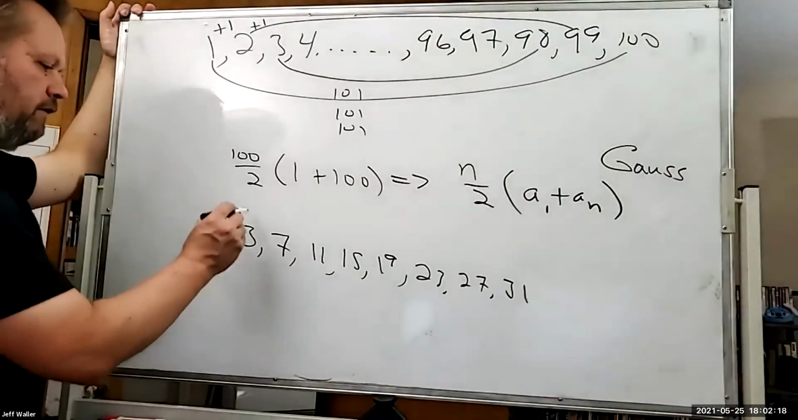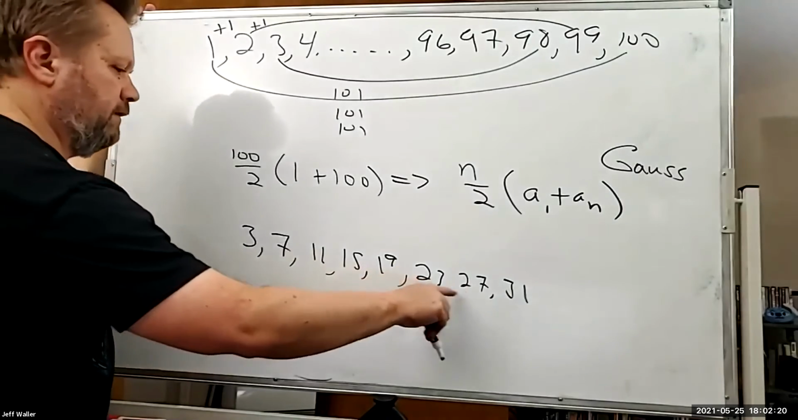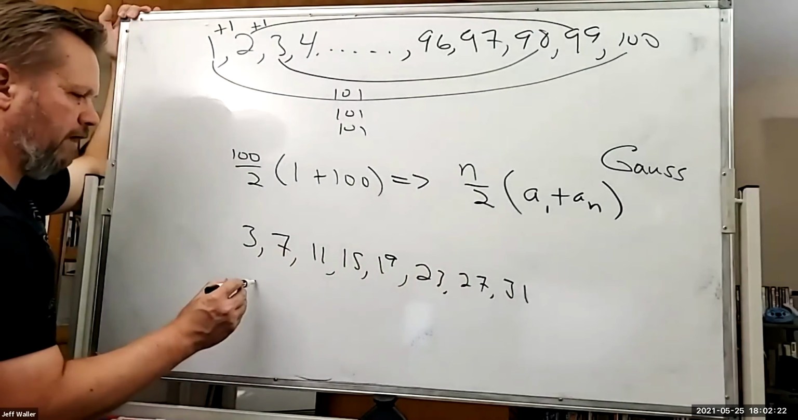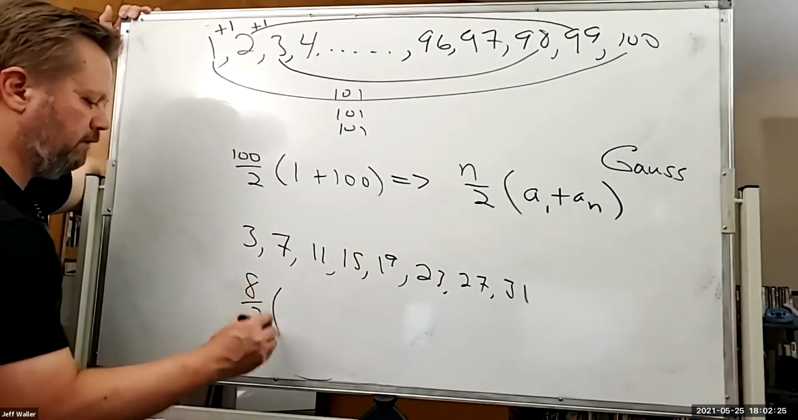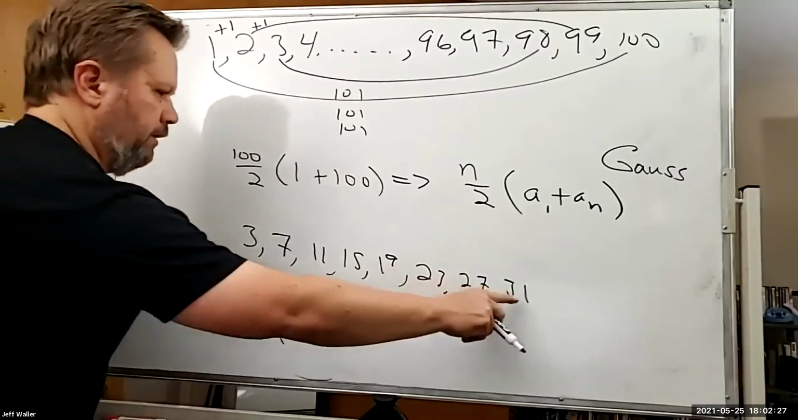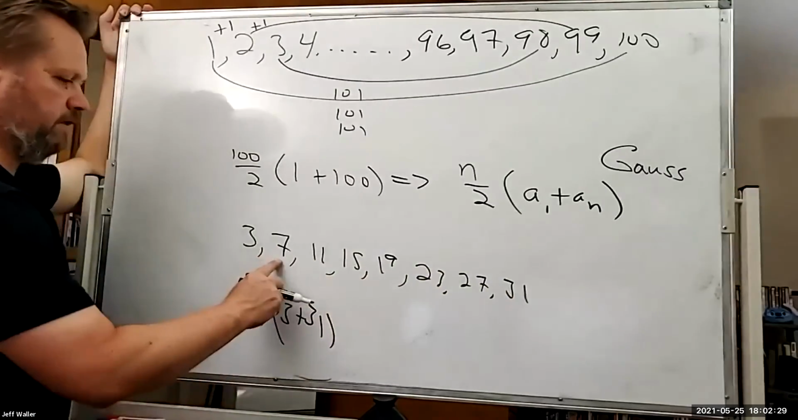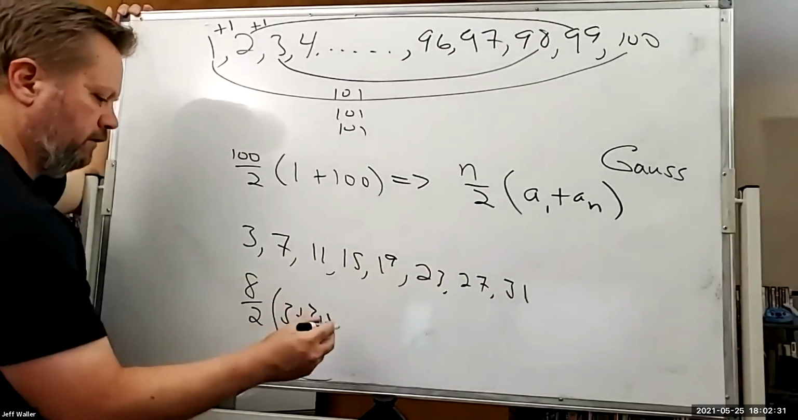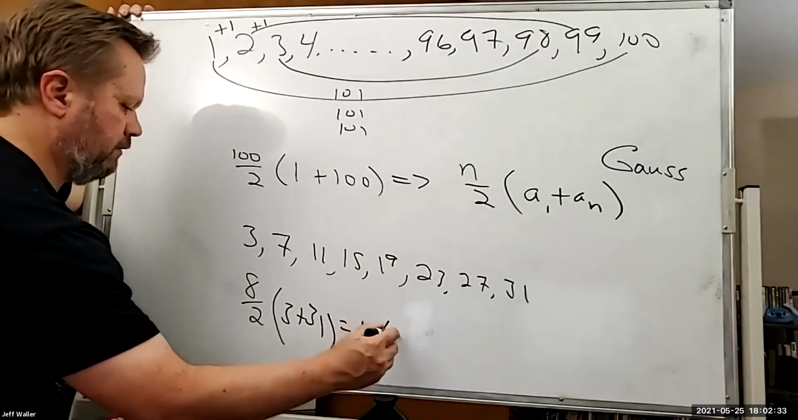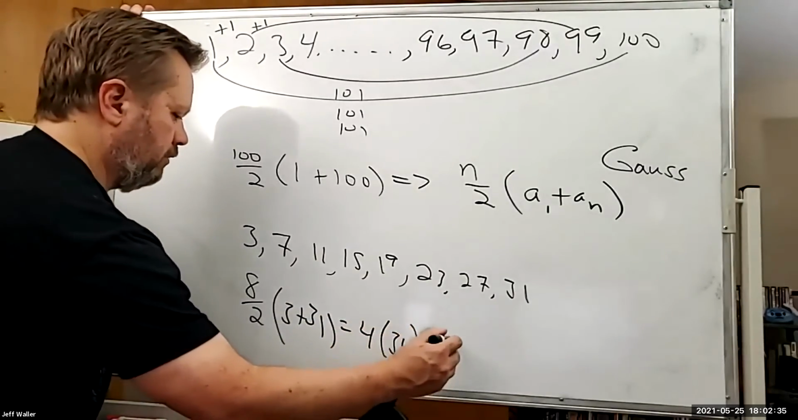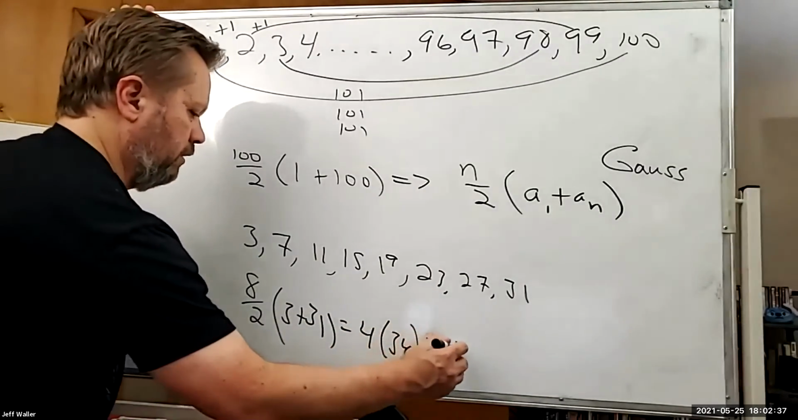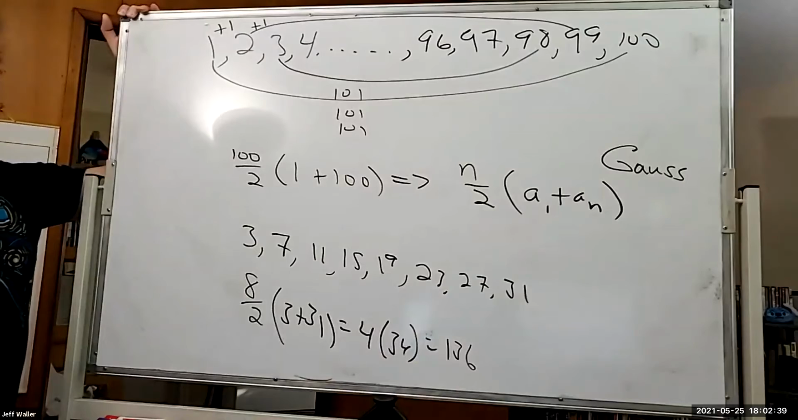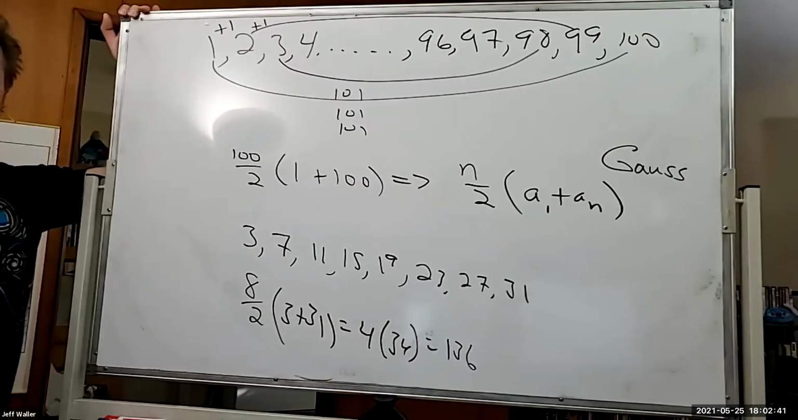So I got 1, 2, 3, 4, 5, 6, 7, 8. So I'm going to have 8 divided by 2 pairs, where each pair is 3 plus 31, 7 plus 27, 11 plus 20. So what am I going to get? 4 times 34. I get 100 and what is that, Jeff? You could do it. 136. Do you guys see what I did?